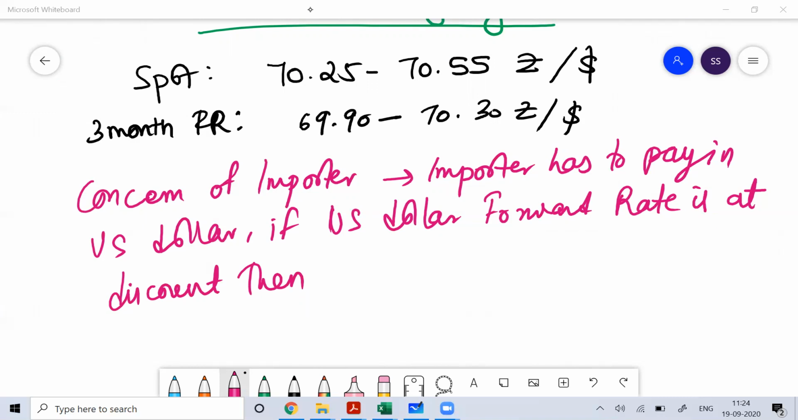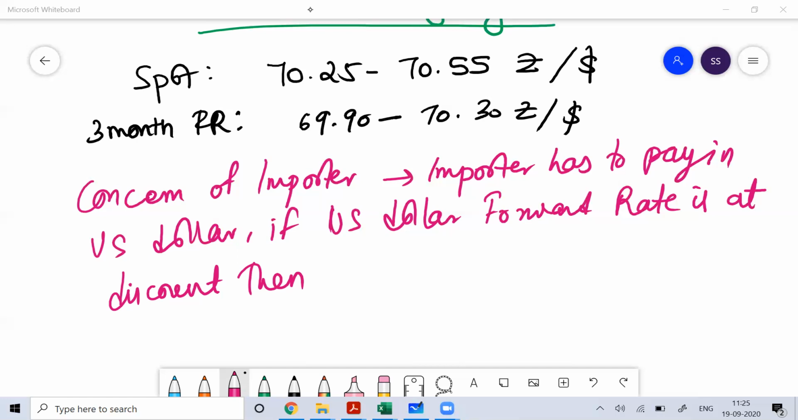So the importer has to pay in US dollars. So if the US dollar forward rate is at a discount, I hope you're understanding the logic of why he would go for a forward contract, because he has to pay in US dollars. In the derivative market, he will take a long position on a forward or futures contract, or in options, he can take a long call or short put.